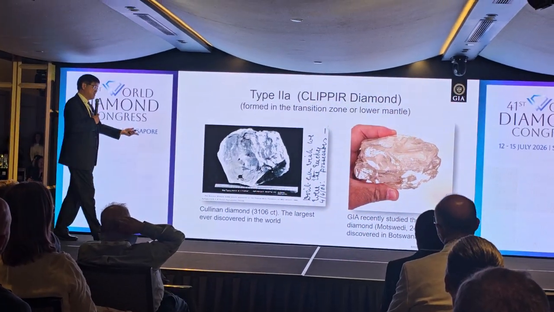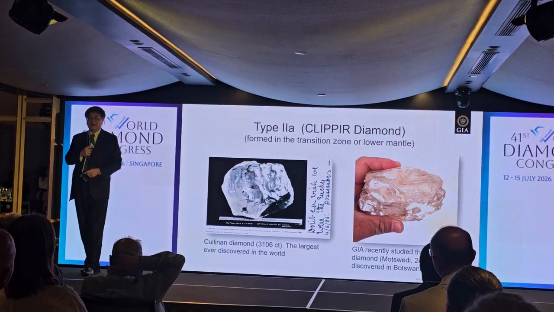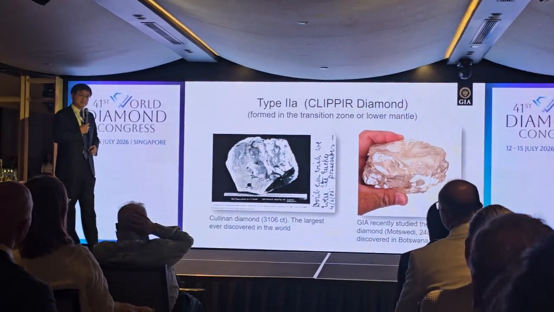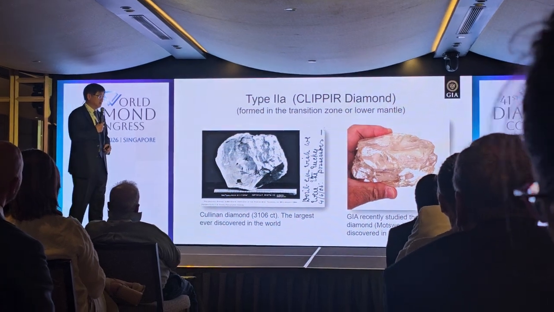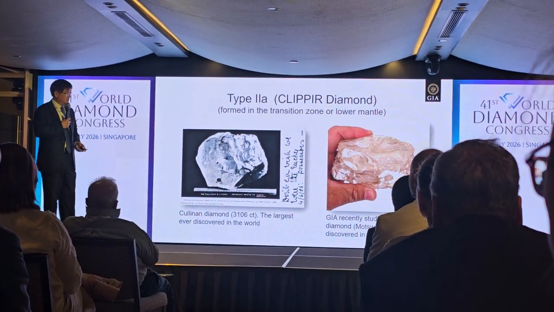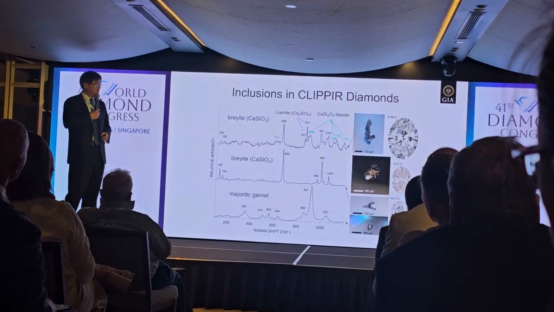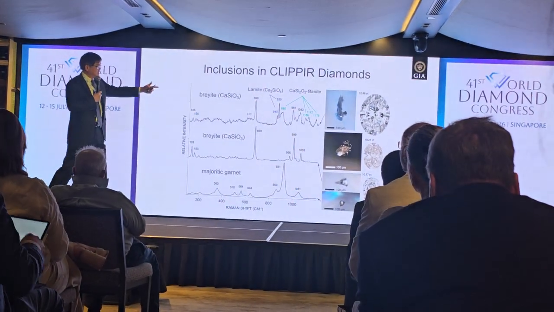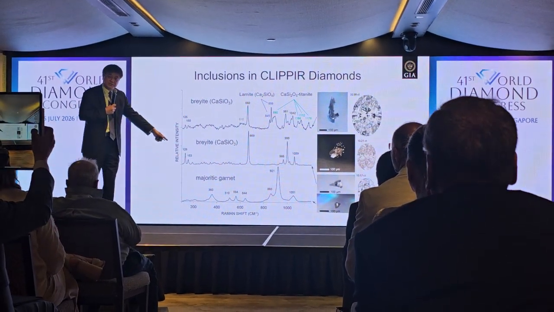And the Cullinan diamond, of course, on the right-hand side, is the second-last diamond. It's the most widely studied. Exactly a year ago, last July, I flew to Botswana with my colleague and we studied the diamond. Now, let's look at what inclusions we have from this CLIPPIR diamond. They have perovskite, right, it's a perovskite, and they have a meteoritic garnet.